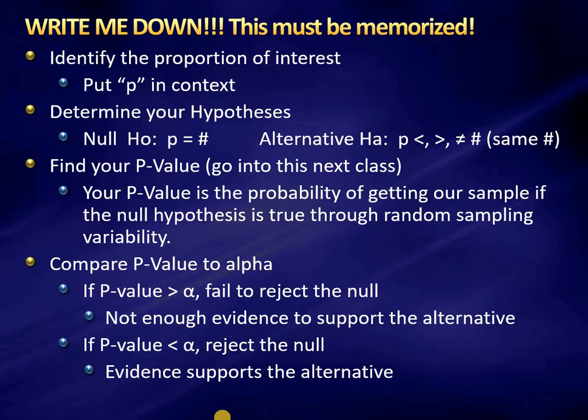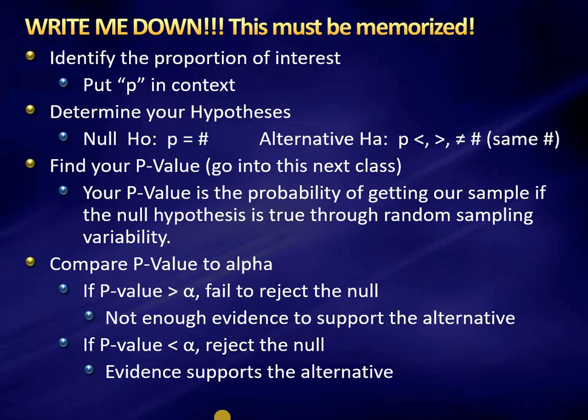Then we're going to go through the work to find your p-value. Now, the interpretation of the p-value is exactly what's written over there: it is the probability of getting your sample, if the null hypothesis was true, just by random sampling variability. And just like we had a confidence level statement when we had to interpret a confidence interval, that's the interpretation of a p-value. That's another sentence that you're going to have to memorize. The p-value is the probability of getting the sample that we had if the null hypothesis was true.